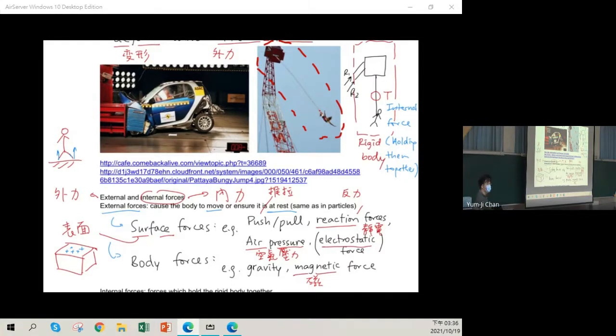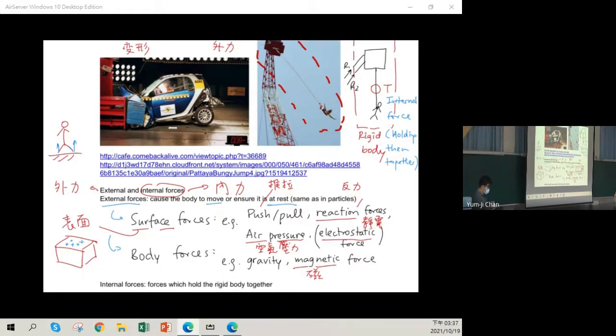So we have external forces and internal forces, and between external forces we have surface forces and body forces. Surface forces act on the surface of a body, like all the forces we usually use, the push, pull, and reaction forces. All of these are surface forces. And body forces, we are talking about gravity and magnetic force. I will talk about one or two examples later today.